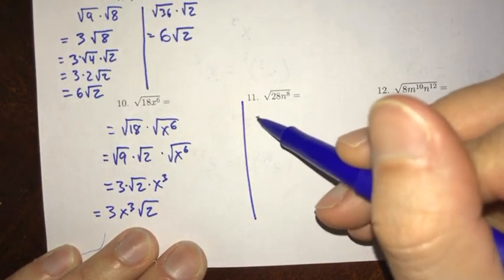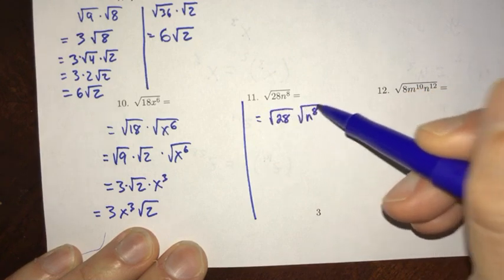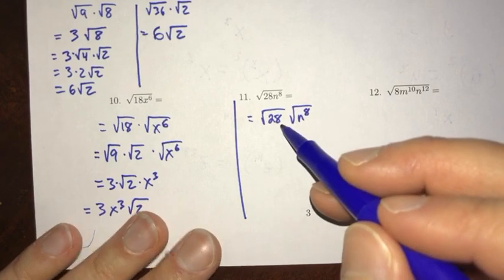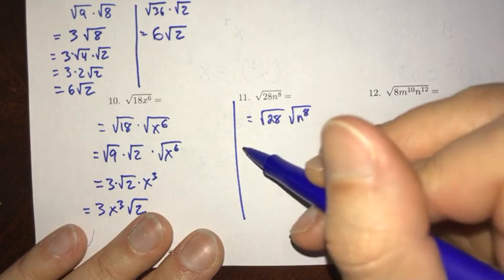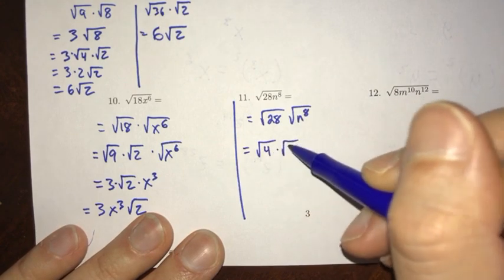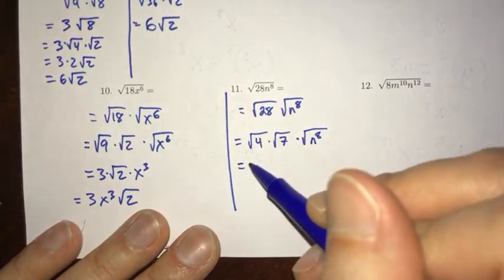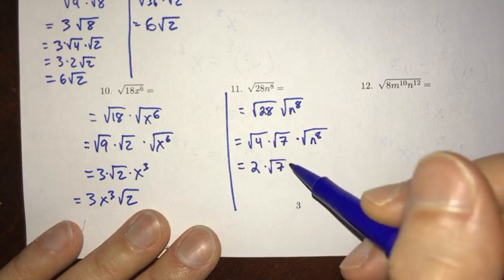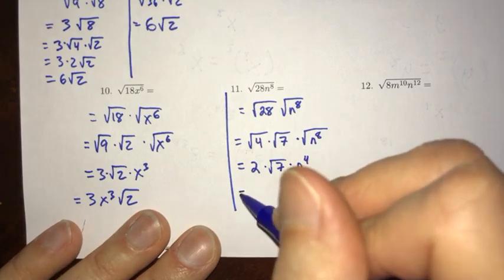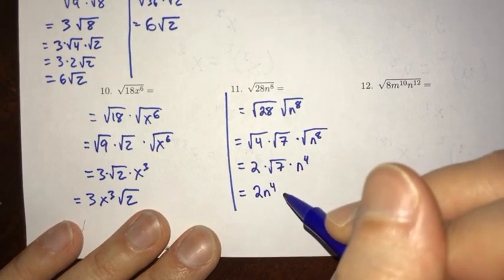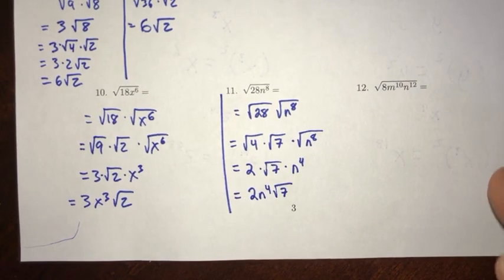How about here? Again, I'm going to give 28 its own root, and then the n to the 8th its own root. 28 is not a very big number, can't be divided by 9, but it can be divided by 4. Right? We can break this up into 4 times 7. Square root of 4 is 2. Square root of 7, I'm going to leave it as it is. Square root of n to the 8th is n to the 4th. And I'm just going to rewrite it in this order. 2n to the 4th, square root of 7 at the end. Again, check the completed notes for all the ones that I did not do on this page.